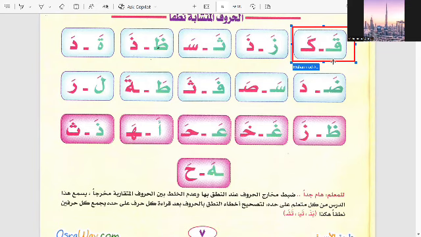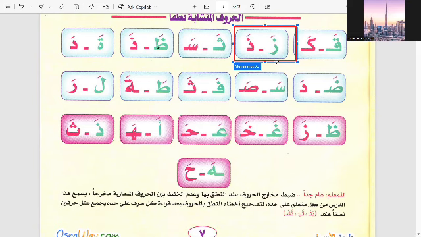Now we have Qaf Fatha Qa, Kaf Fatha Ka, Qa, Ka. Moving on, the next letter, this is Zain Fatha Za, Zal Fatha Za, Za, Za. Zain is like a stronger version of Dal. Dal is a little bit lighter. So we have Za and Za.